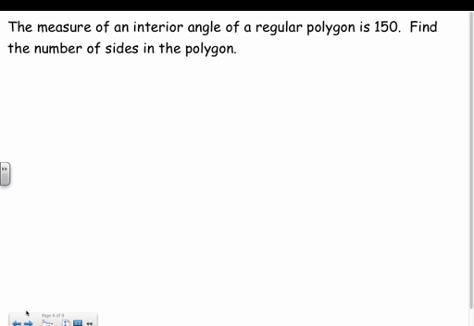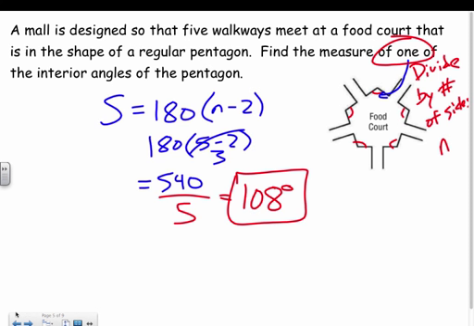How about this? The measure of an interior angle of a regular polygon is 150. Find the number of sides in the polygon. So what would I do here? Now it told me what one of the angles is. So how can I come up with the number of sides? Well, if you think about this last problem, what did we take? To find one angle measure, we took 180 times n minus 2, and then we divided by the number of sides. Right? And that gave us what that interior angle measure was.